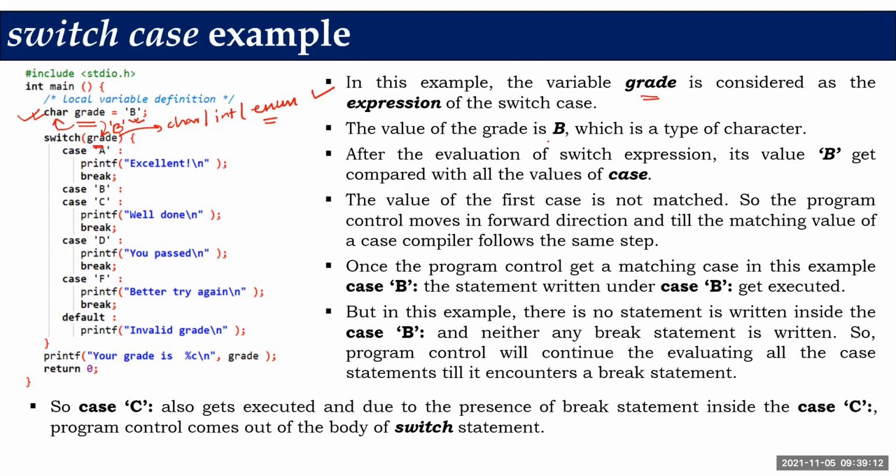So the value of grade B, which is a type of character, will satisfy the condition. Next, after the evaluation of the switch expression, its value B gets compared with all the values of the cases, so all the constants written following the cases. See the first case, case A. What is the value we have from the expression? B. So B is compared with it. Is it matched? No, not matched.